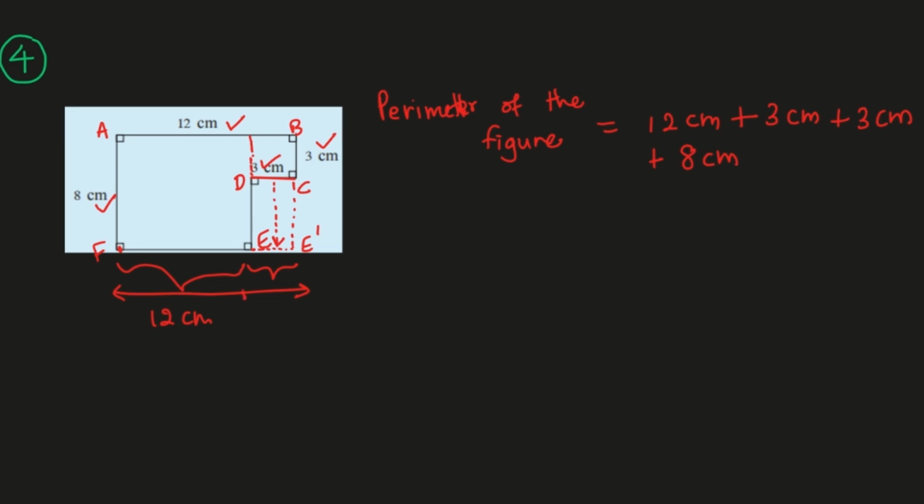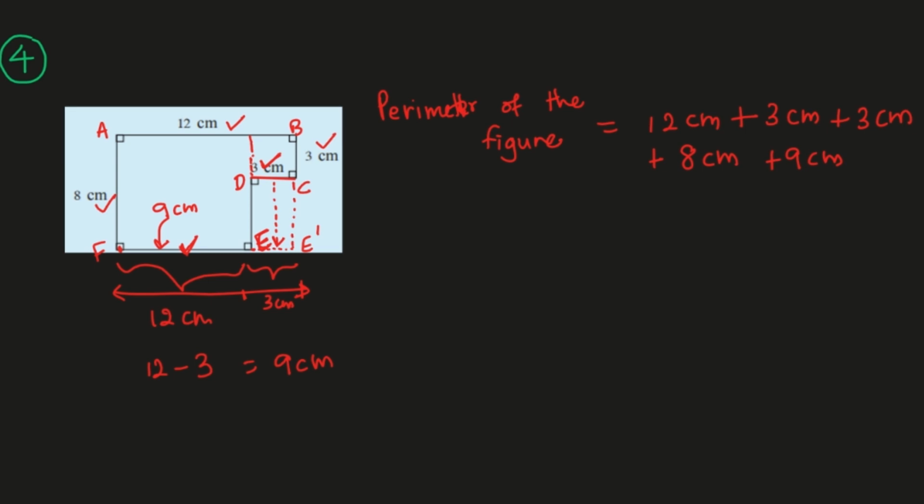And this part is what? 3 centimeters. So 12 minus 3 will be the value of FE, that is 9 centimeters. So this value will be 9 centimeters. Or simply you can say that FE plus DC equals 12. So 12 minus 3 will be the FE value. So that is plus 9 centimeters. So now this is taken.